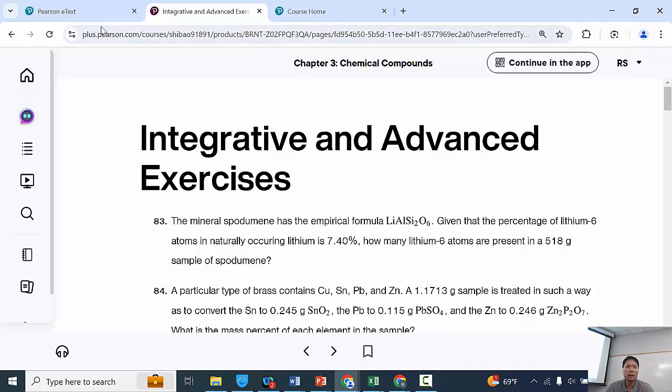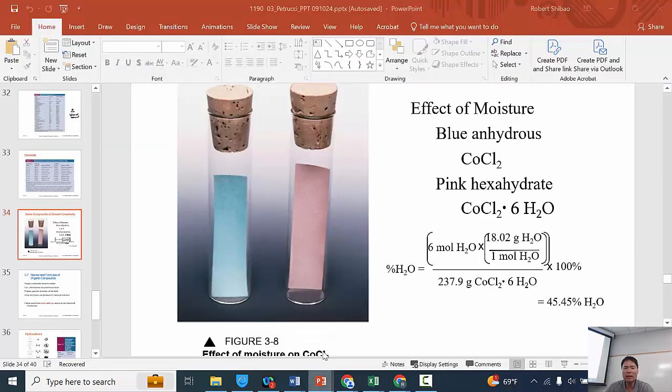All right, and then let me go back to the PowerPoint. I went out of order here. But does this look familiar? This is cobalt-2 chloride. Cobalt-2 chloride, the blue stuff is anhydrous. Anhydrous means no water. You know what the pink stuff is?